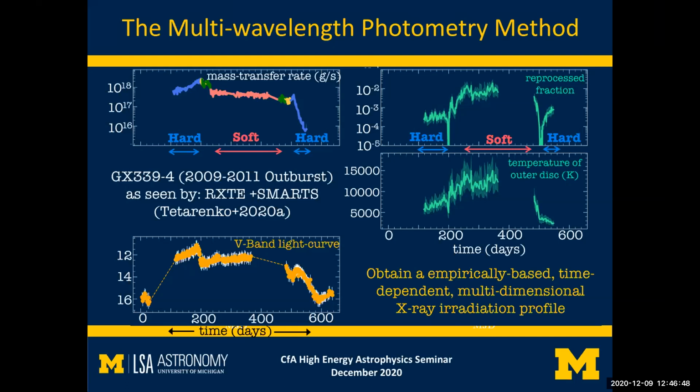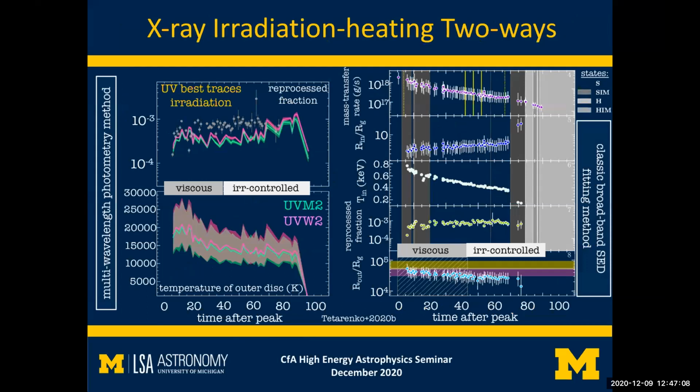In the case of GX 339-4 here, you can see on the right of the slides the time series evolution of our reprocessed fraction on the top panel, and the irradiation temperature in the outer disk in the bottom panel, computed in this case using the V-band light curve, ultimately showing how radiation heating of this disk changes through an individual outburst cycle. All right, so on the left, you can see this photometry method applied to J0637.